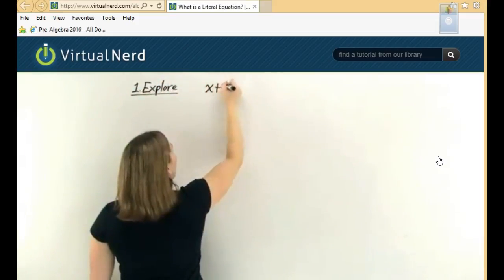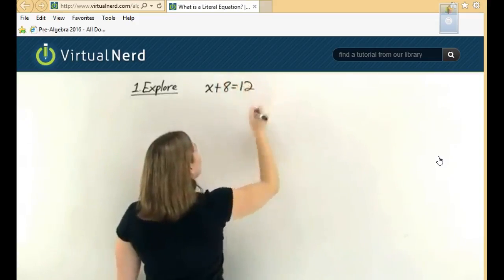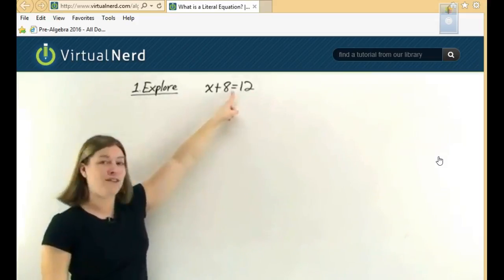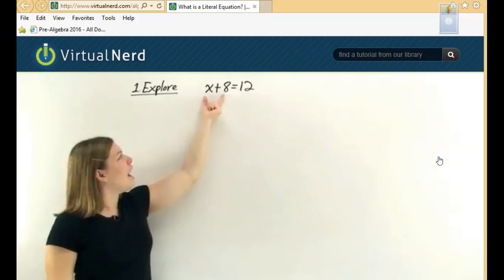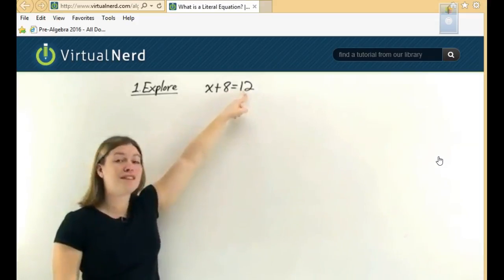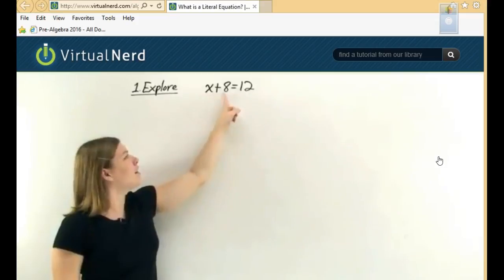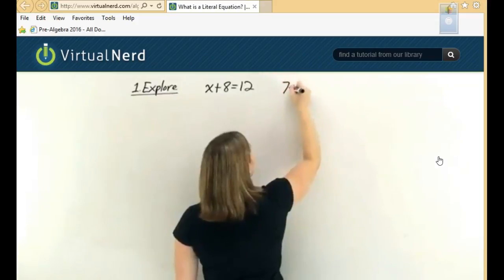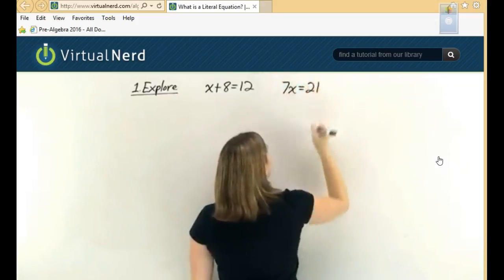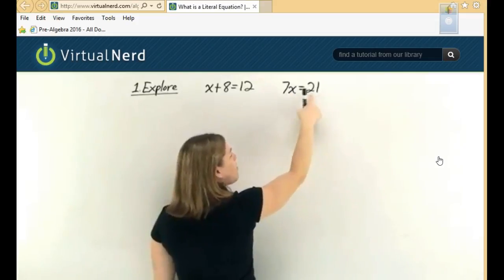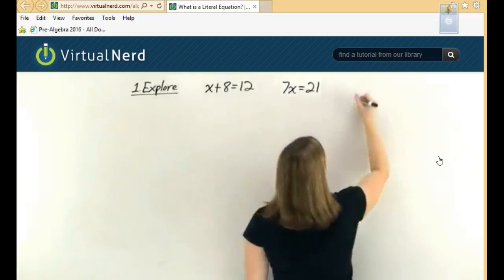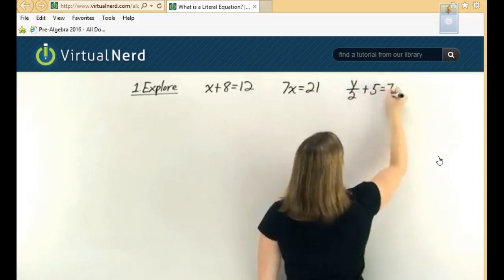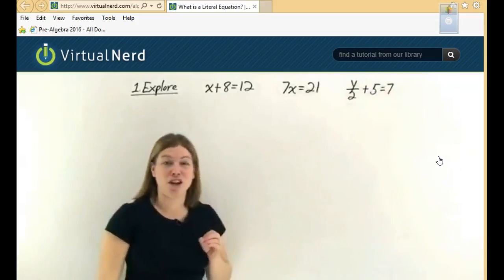Let's say we have this, x plus 8 equals 12. This is an example of an equation. We have the left and a right-hand side of the equal sign. Here we're saying that x plus 8 is equal to, or the same as, 12. We're saying that the left side is the same as the right side. Now, we can also have something like this: 7x equals 21. Here we're saying that 7x is the same as that right side, 21. Or we could even have an equation like this: y over 2 plus 5 equals 7. This is another example of an equation.